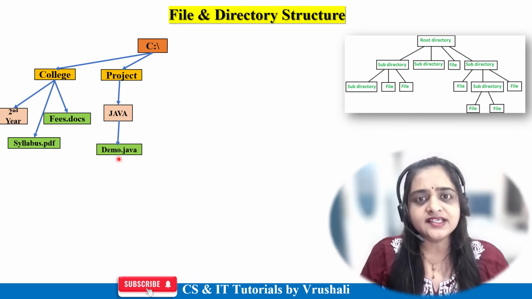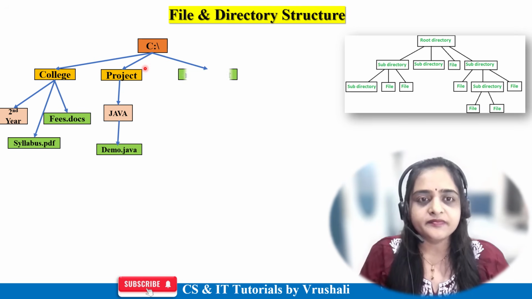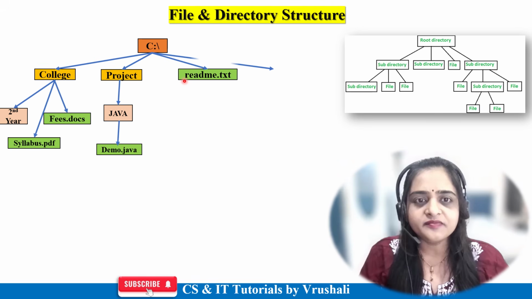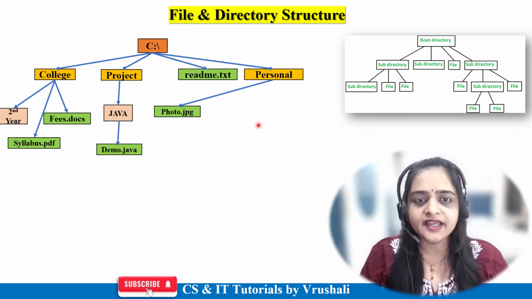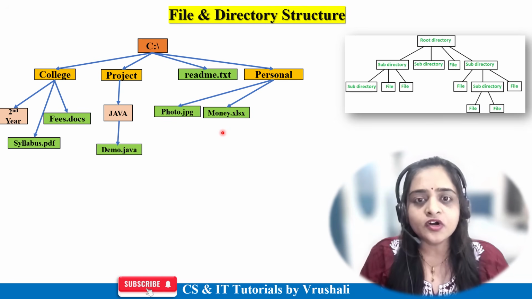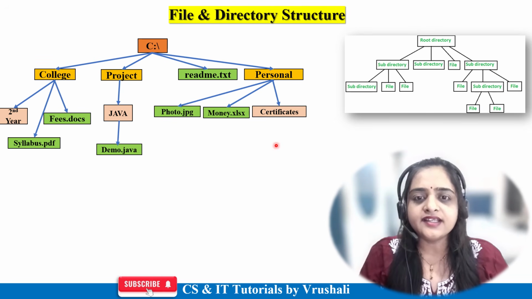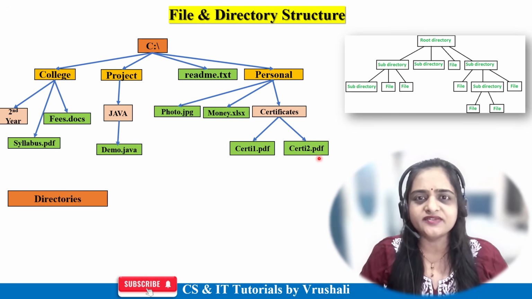So basically in the C drive or other drives, there are some built-in files and built-in directories, right? Now again, the C drive also directly stores a particular file like readme.txt. Again, in the C drive a particular folder is created, like personal. Again it is divided into images, right? The personal folder stores multiple files like photo.jpg and money.xls, this is your Excel sheet. Then a certificate folder is there, and under that certificate 1.pdf, certificate 2.pdf, basically in this way, right?